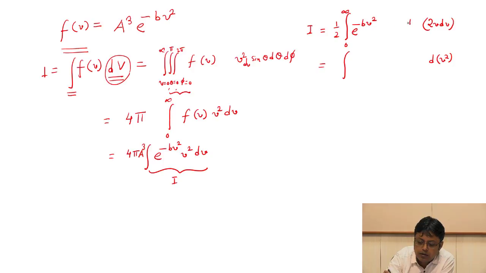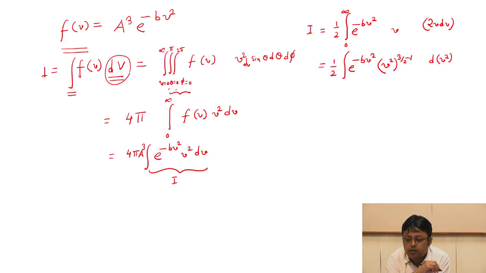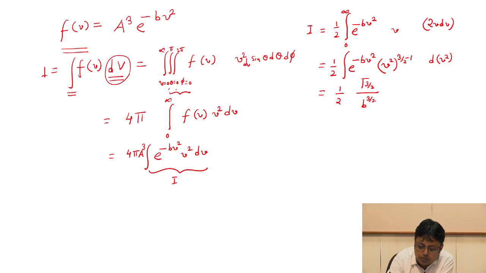So now we can see how we have written it. Maybe I should write it in the next line. This was basically v, and then what I have is e to the power minus b v square, v square to the power 3 by 2 minus 1. So 3 by 2 minus 1 is half, and v square to the power half is v. So that's how we are writing. So it is nothing but half gamma 3 by 2 divided by b to the power 3 by 2. So gamma n by a to the power n. So here a is nothing but b, the constant.